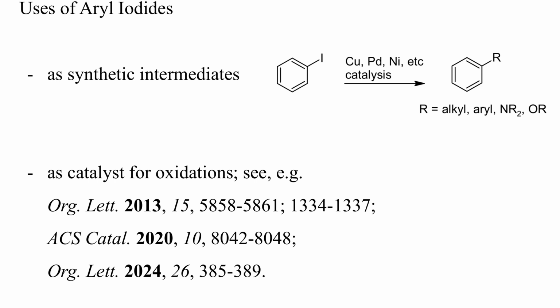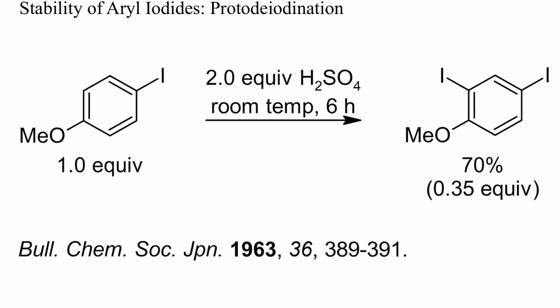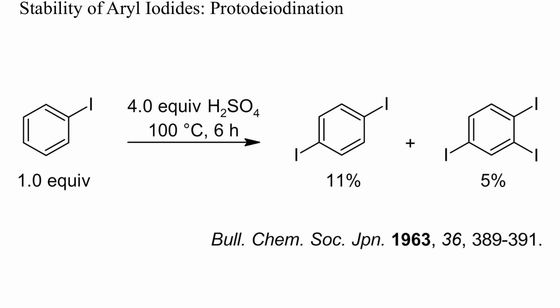Iodoarenes have also been used as catalysts for oxidations, where the iodoarene is oxidized at iodine to yield a more selective oxidant. Because of the weak carbon-iodine bond, the iodination of arenes is reversible, and aryl iodides readily decompose thermally or when treated with strong acids or bases. Iodoanisole, for instance, disproportionates into anisole and diiodoanisole when standing at room temperature in sulfuric acid. Also phenyl iodide reacts this way but requires a higher temperature.